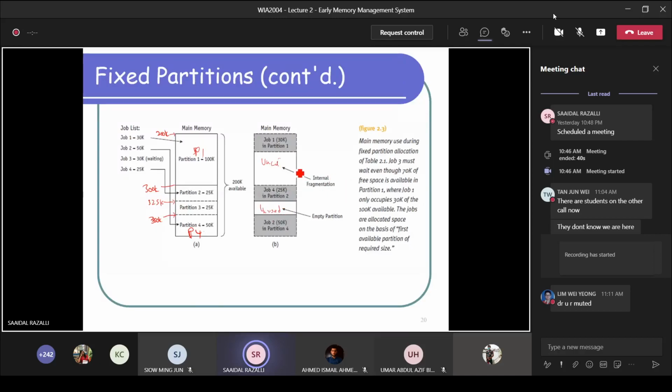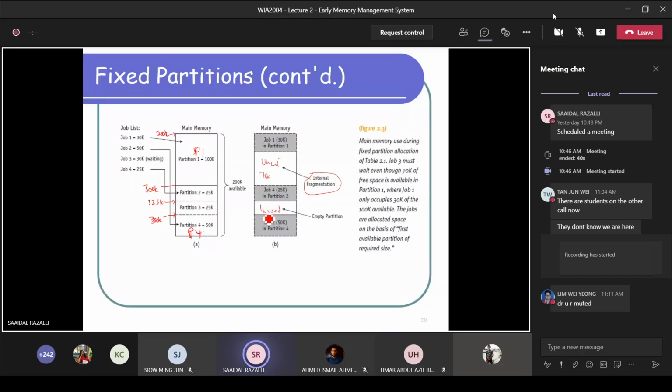So this is what we call internal fragmentation. Sorry, both are unused. But if it is still inside the partition, meaning that partition 1 is 100K but the job is only 30K, then this 70K unused is called internal fragmentation.